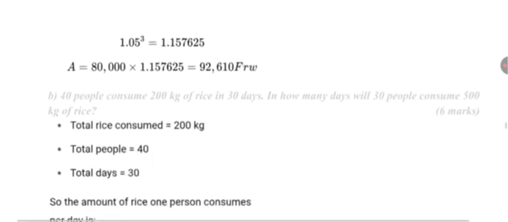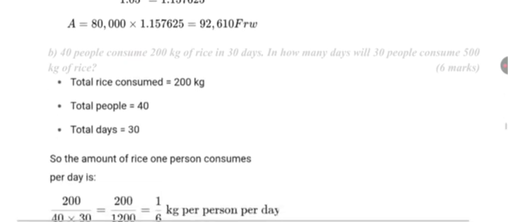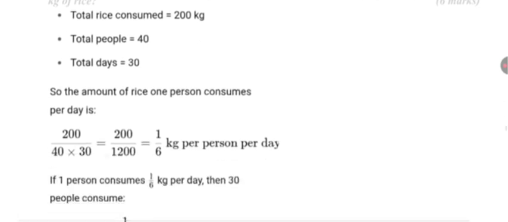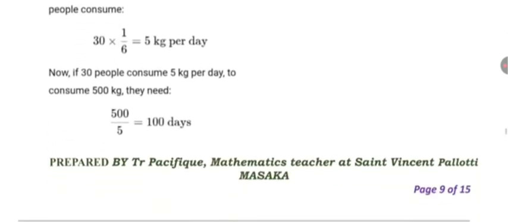And we have B, where 40 people consume 200 kilograms of rice in 30 days, and we are asked how many days will 30 people consume 500 kilograms of rice. As it is a direct proportion, you take the total rice consumed, total people, and total days, and you set up the proportions. So this is the right answer.